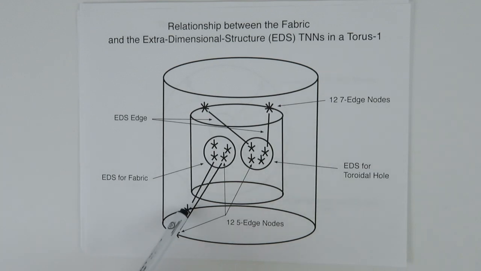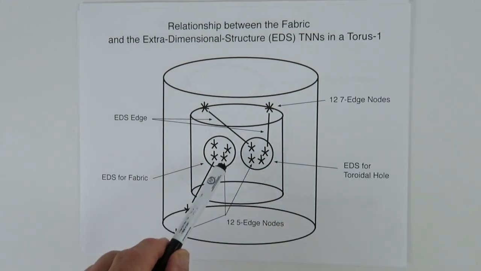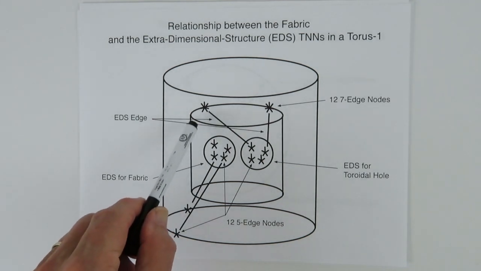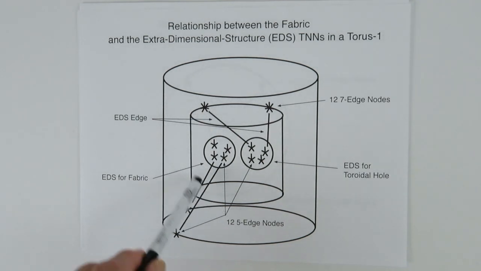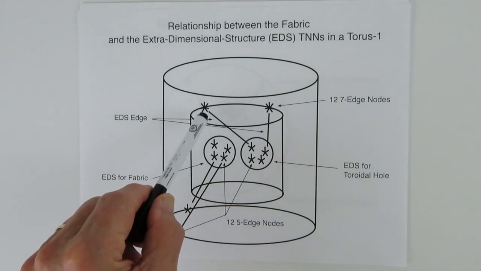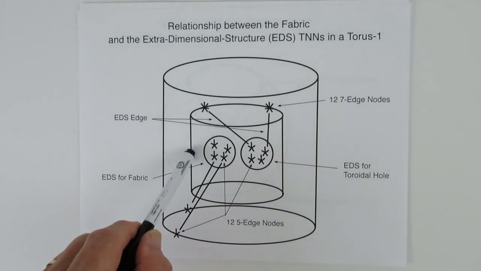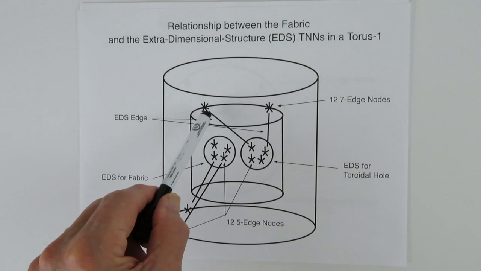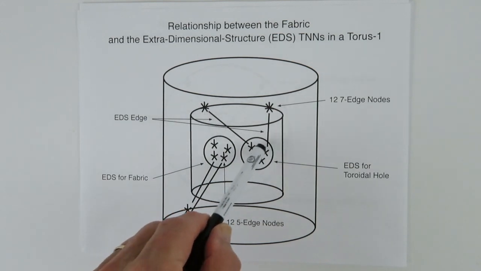This is the relationship between the 5-edge nodes, the 12 5-edge nodes that constitute the periphery of the torus, and then we have its EDS here. And then for the toroidal hole, we have its fabric structure, which may consist of 7 or 8 edge nodes and possibly 6 edge nodes, and then its EDS here.